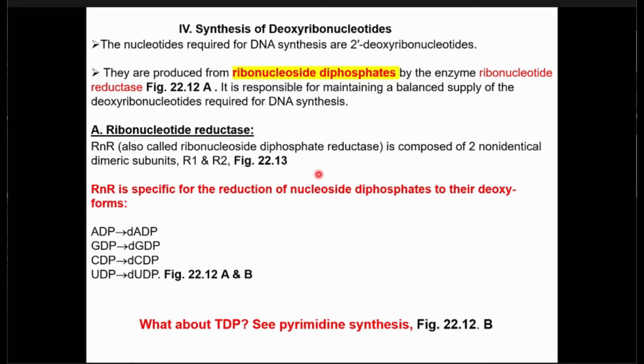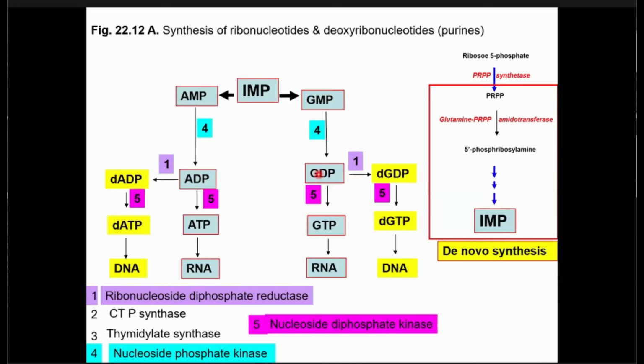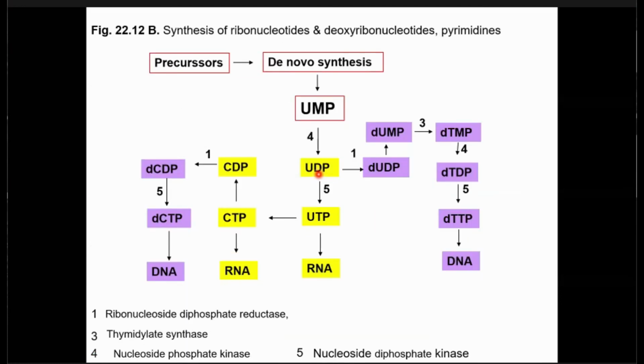UDP gives you the dUDP, from where you get the dTTP. I repeat, if they ask you from where you got your dTTP of the DNA, the answer is the UDP, and that's all. Which enzyme again is used? The ribonucleoside diphosphate reductase. You see, you have only two pieces of information to know from the slides.